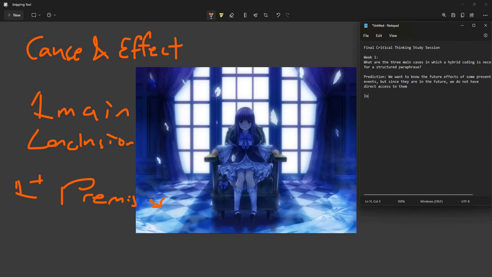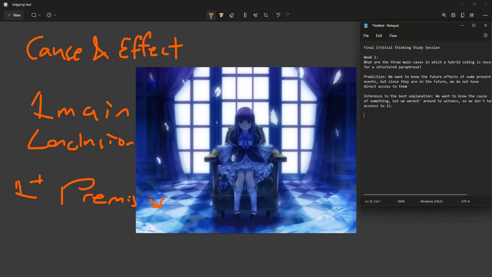The next one is inference to the best explanation, or IBE, which is we want to know the cause of something, but we weren't around to witness, so we don't have direct access to it.